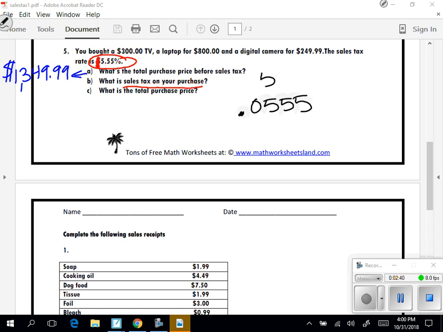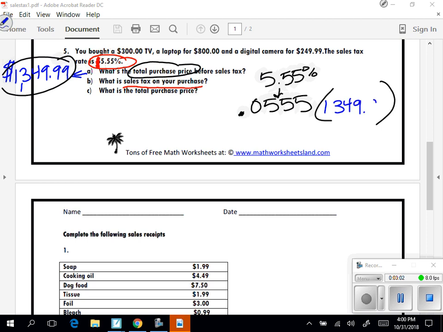All right, once we have the 5.55% as a decimal, we ask ourselves 5.55% of what? And of we know means multiplication, so multiply by what? We're going to multiply by the total purchase price, $1,349.99. So take your calculator again, and I'm going to do this as you're doing it. Type in decimal 0.0555 times $1,349.99. And that gives you a total of $74, and then the decimal is really pretty long.